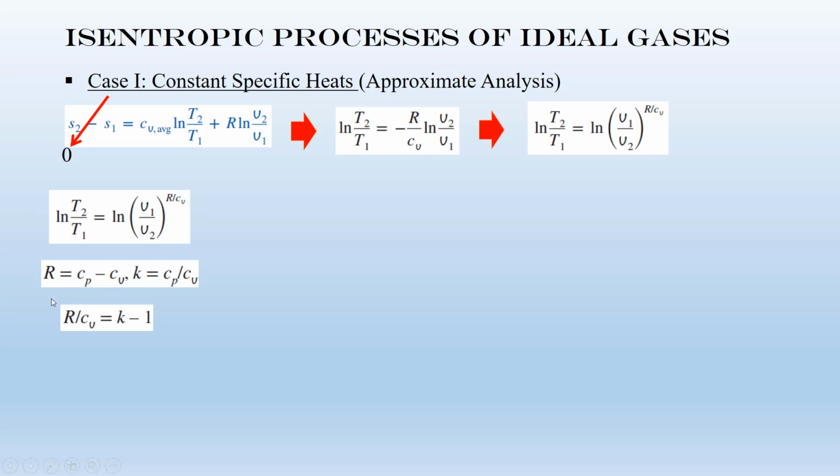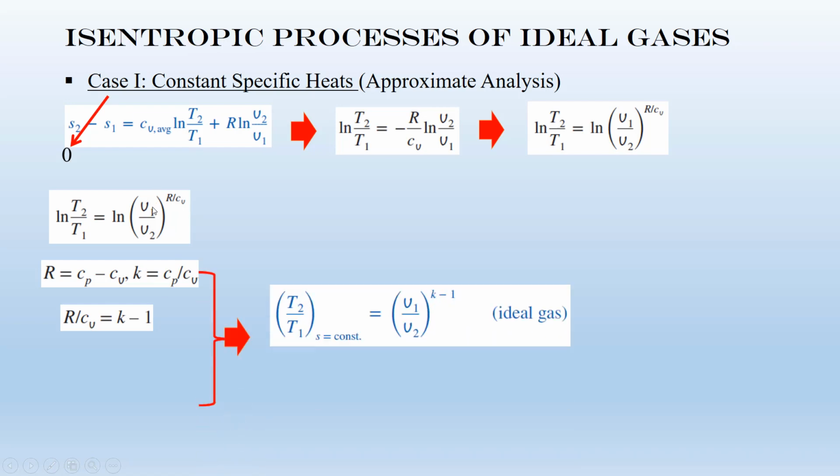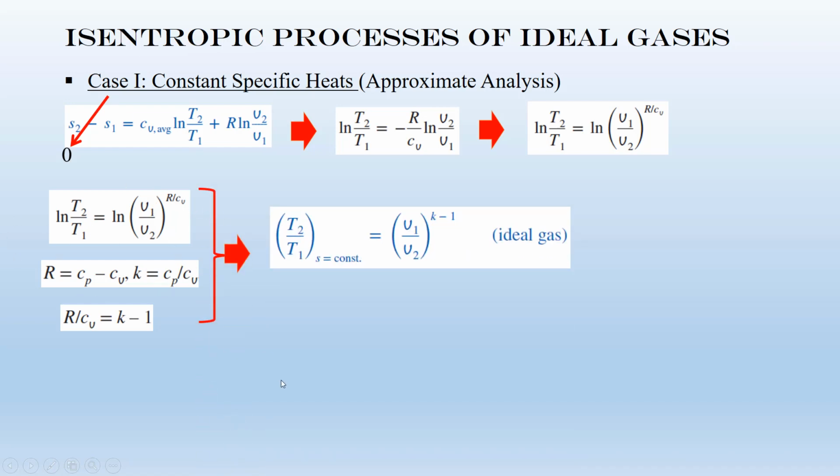Now, let's divide both sides of this correlation by Cv. This will be R over Cv. This is Cp over Cv, which is k, and then this will be 1. Correct? And then we can substitute for R over Cv from this correlation into this one. If we simplify this correlation, we will reach this correlation. So by using this correlation, guys, if you have T1, let's say v1 and v2, for isentropic processes of ideal gases, you can simply calculate T2.